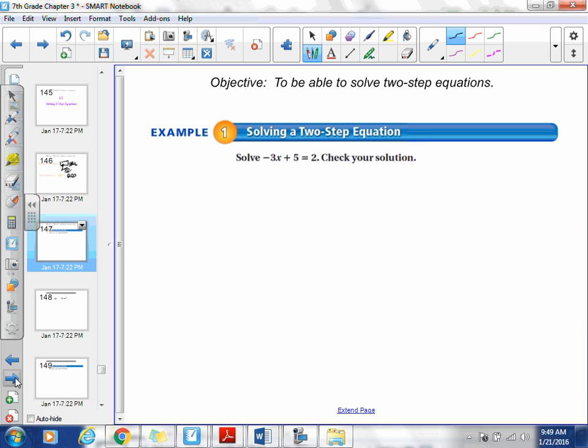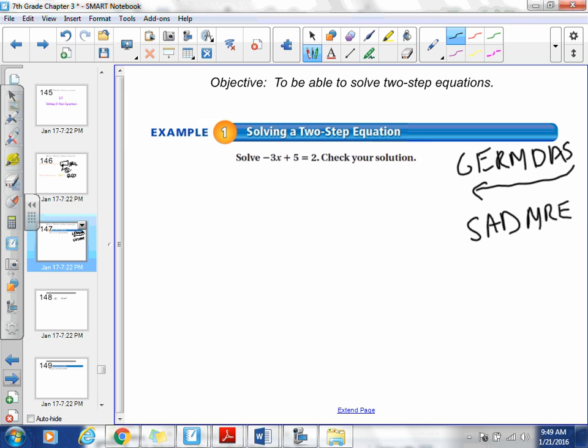First thing I want you to do in example 1 is to write down your order of operations, and then an arrow under it to show that we're going in reverse. If you read it in reverse, you have sad Mr. Egg. Sad Mr. Egg is GERMDAS in reverse. But anyway, I just like to write GERMDAS and then write my arrow showing that I'm going through the order of operations in reverse. So I'm going to draw my line. You should too. Remember, we're solving this equation. Our goal is to get that variable all by itself.